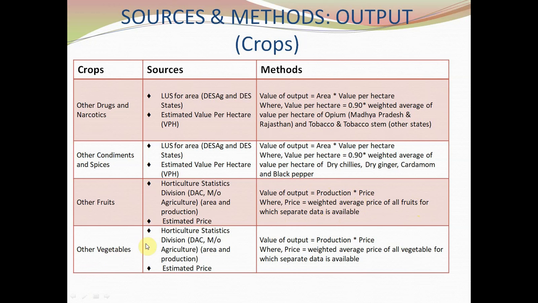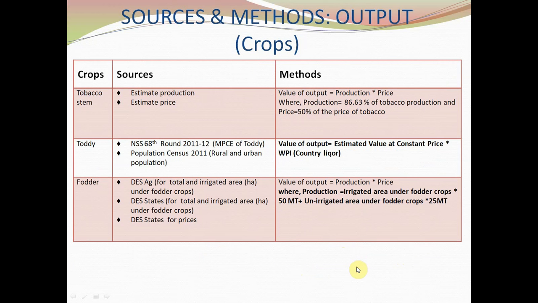In case of other vegetables, for area and production data, we are dependent on Horticulture Statistics Division (DAC), and the estimated price is taken, which is calculated by using weighted average price of all vegetables for which separate data is available.